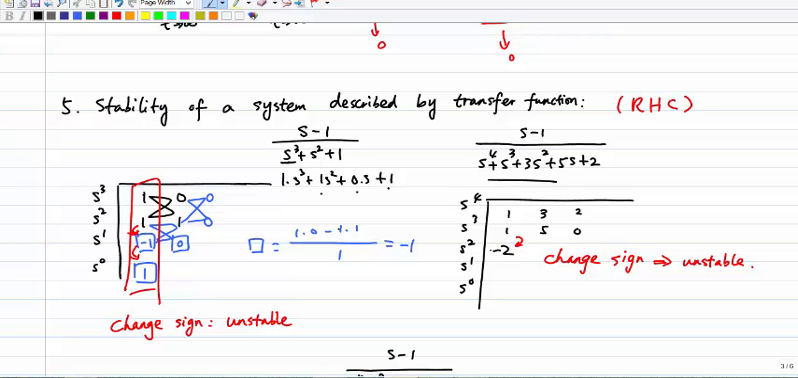Okay. So you use the same principle I mentioned. So you do the cross multiplication. So it's 1 times 3 is 3, minus 1 times 5 is 5, 3 minus 5 is negative 2, divided by 1 is negative 2. So you don't have to compute it any further because you already changed sign, so it's unstable.